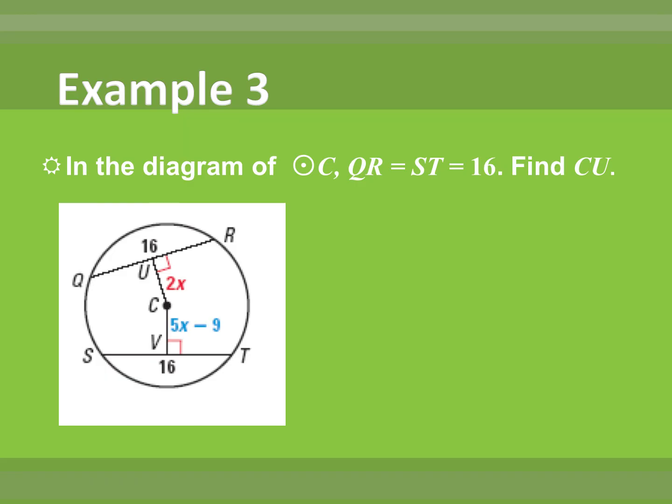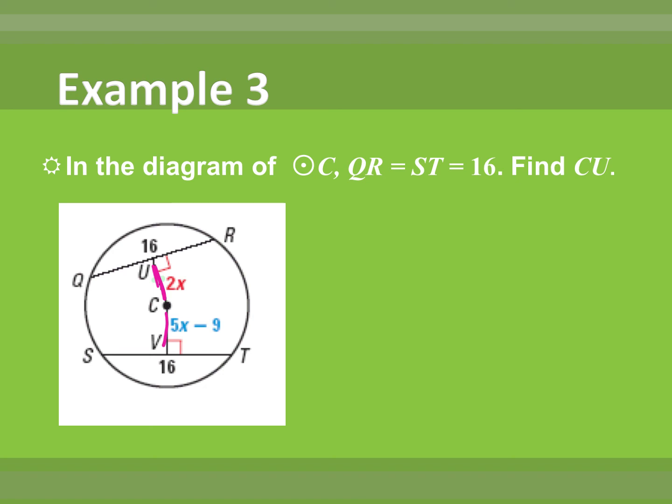Let's try the next example, and then we're done. So here it says, in the diagram of circle C, QR is equal to ST, which equals 16, and it's labeled in the picture. So we have two congruent arcs, QR and ST. That tells me by the equidistant chords theorem that if two chords are congruent, then they're also equidistant from the center. So that tells me that CU here is going to be congruent to CV.